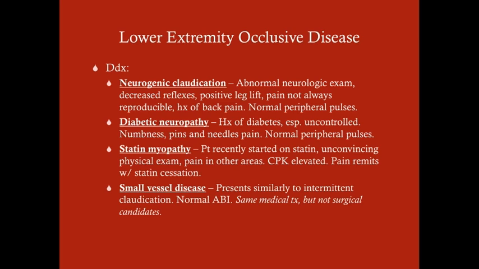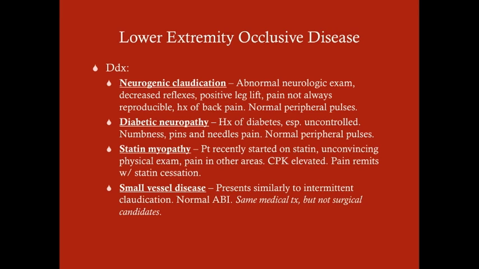The characteristics of lower limb pain can be a lot of things, so we need to differentiate some of the other things that can present as lower limb pain. Number one being neurogenic claudication, so like sciatica. And so with sciatica, we would have an abnormal neurologic exam, decreased reflexes, positive leg lift.